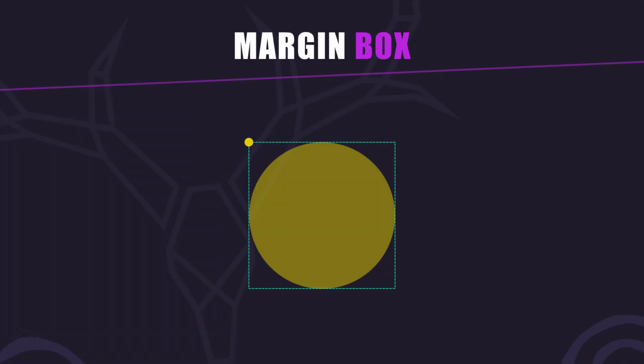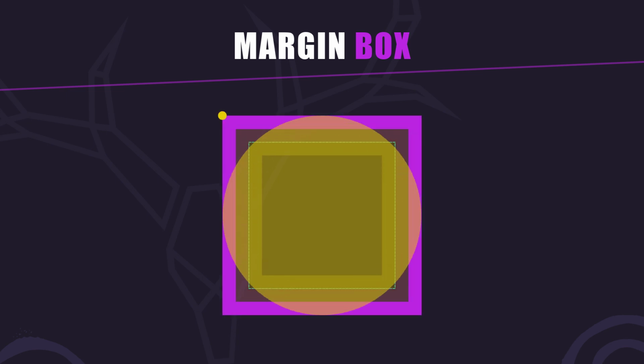The origin for our coordinate system is still defined by the upper left corner of the reference box, but it has been moved out from the outside edges of the content box to the outer margin edge, or the margin box.